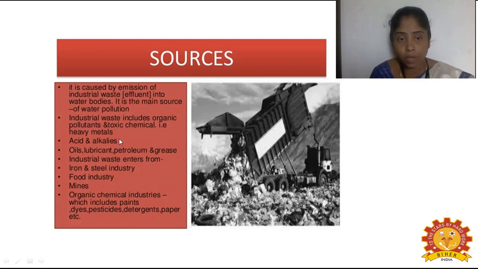So we need to treat this water before leaving it into the environment, so that the environment will be safe and it will not cause health issues in and around the industries. This type of industrial waste includes organic pollutants and toxic chemicals like heavy metals, acids, or alkalis, from iron and steel industries, food industries, mines, detergent and paper industries.